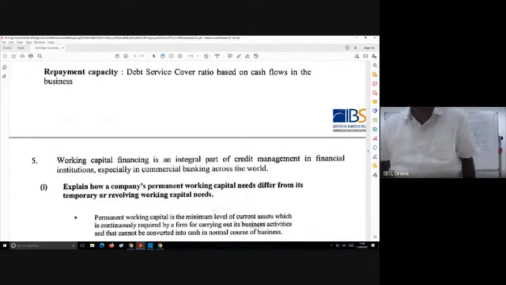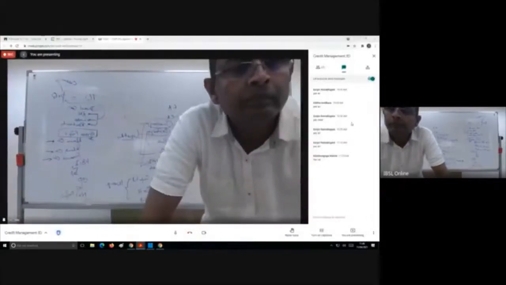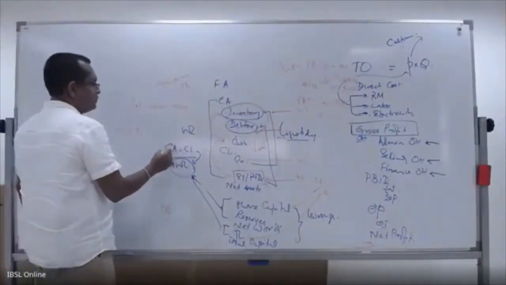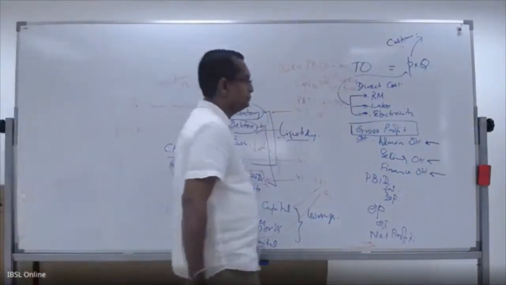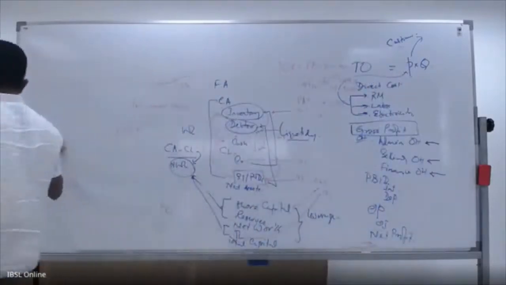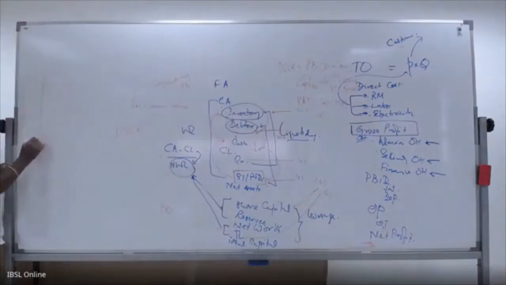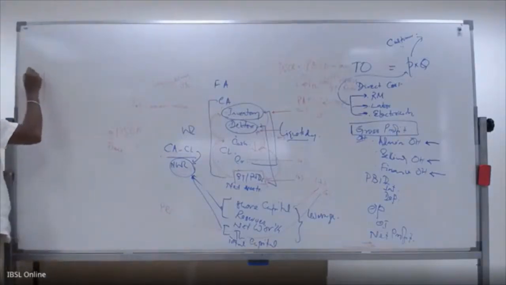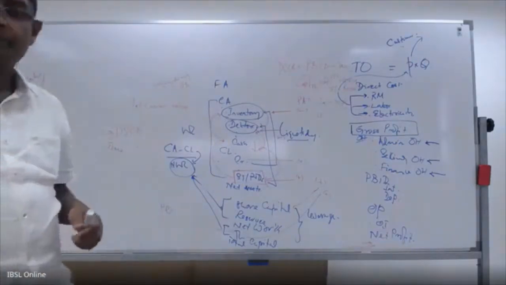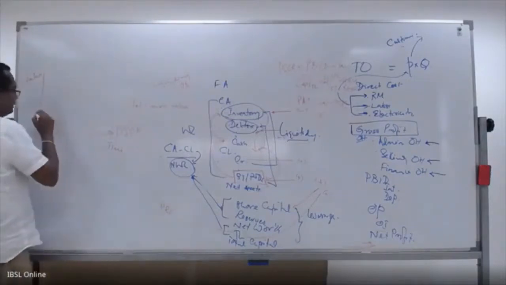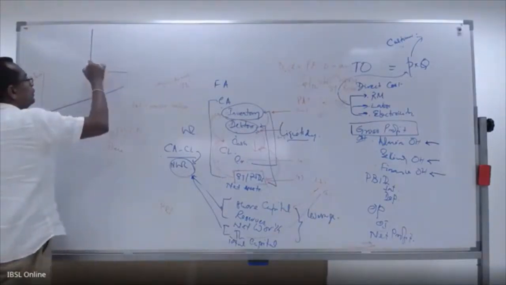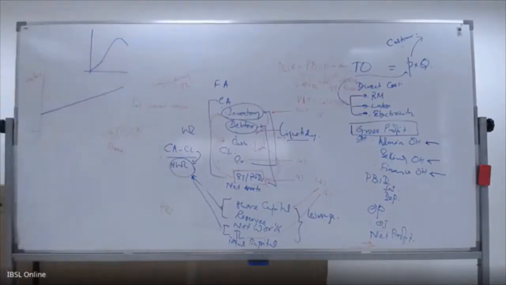Working capital financing. Look at the board. Current assets minus current liabilities is working capital, right? You can see this part. If you take time and value, with time normally fixed assets increase, because we expect the business to grow. This is the business life cycle.